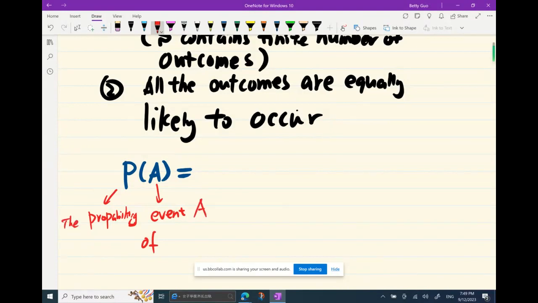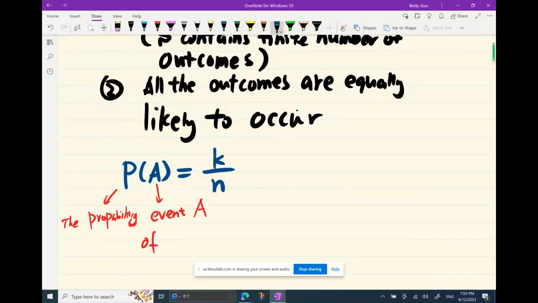Let's say we are looking at a classical model. Then in a classical model, we use this formula to find the value of P of A, the probability of A, the chance of A occurring, or the likelihood of A occurring. What's the formula? The formula is K over N. It's a fraction.